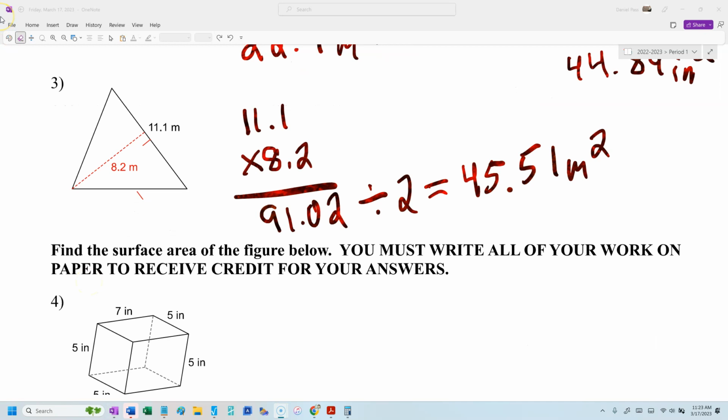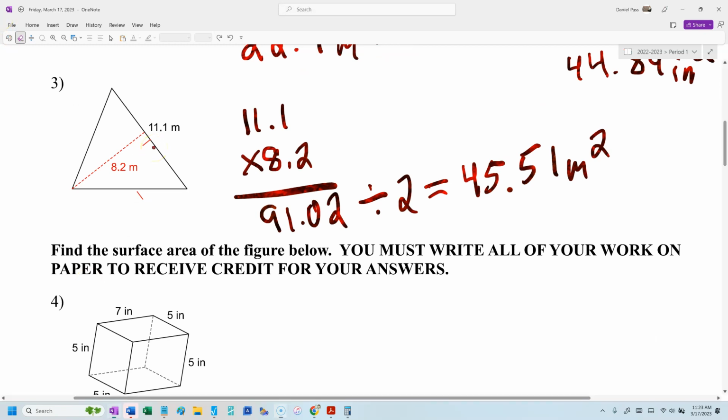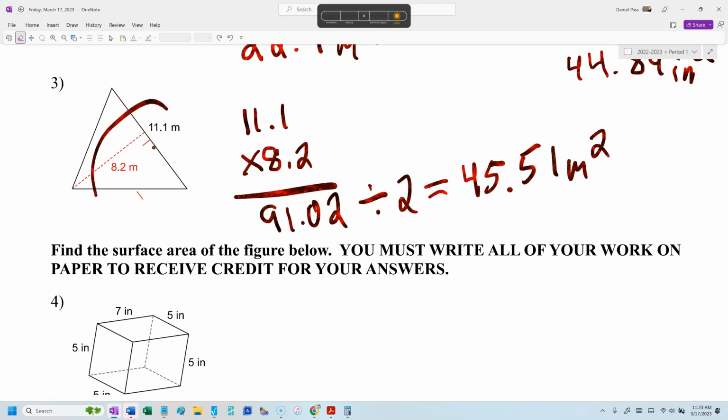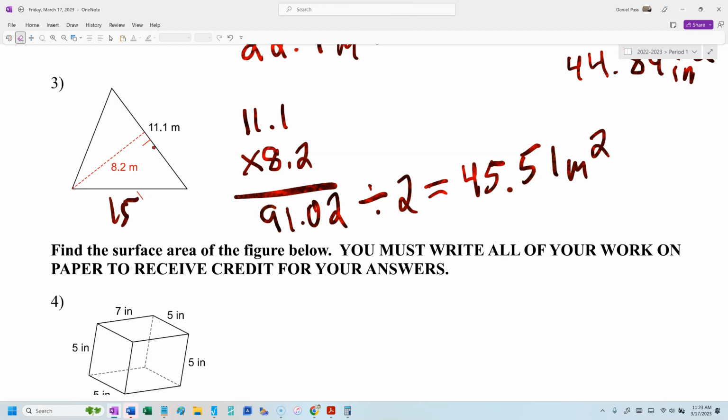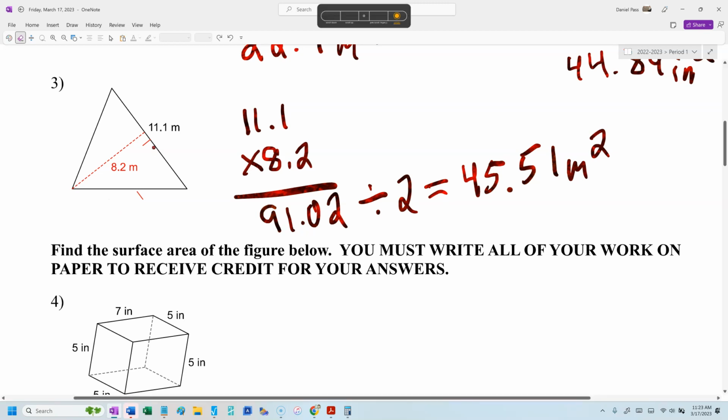Because either way it's turned, some student asked, how is that the bottom? It's because the triangle's turned. But you're just going to be multiplying the sides, right? Because it's not going to trick you. It's not going to have like 15 here and 19 here. It's not going to do that. It's only going to have two numbers.